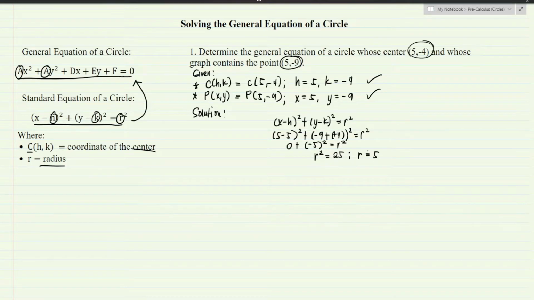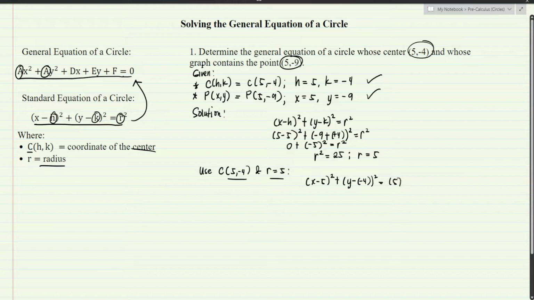And now that we have our radius as well as the coordinate of the center, we can use that one to simplify our standard equation. So continuing the solution, we will use the coordinate of the center 5, -4 and our radius equal to 5. So let's plug these two given in our standard equation. So I would have x minus 5 squared plus y minus -4 squared equals 5 squared.